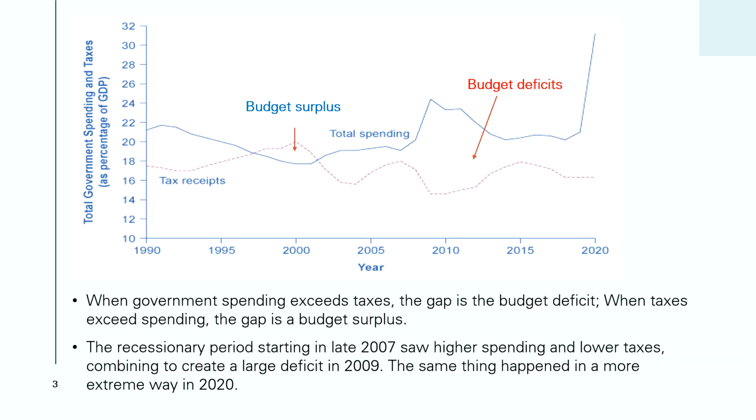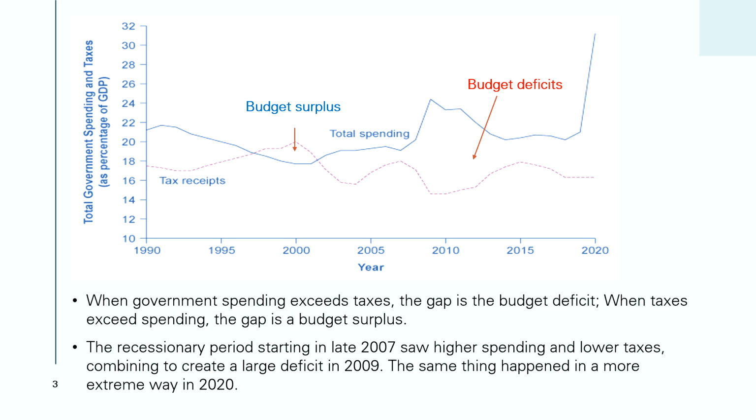This graph illustrates the relationship between spending and revenue. When the blue line for spending is above the pink line for tax receipts, the gap between them represents the budget deficit. And when the pink line is on top, that gap is a surplus.